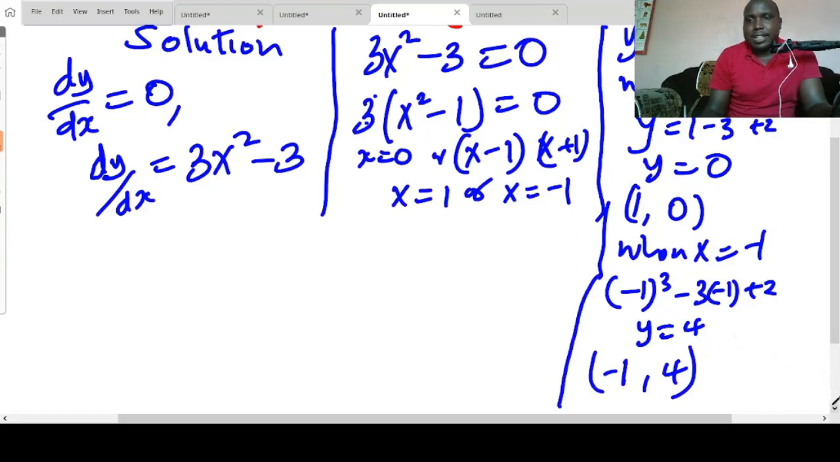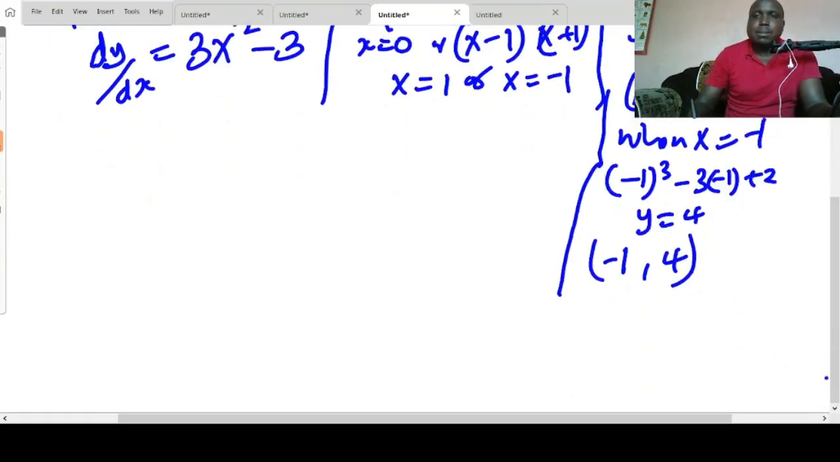The last thing is to determine, between the point (1, 0) and the point (-1, 4), which one is the maximum, which one is the minimum, or which one is the point of inflection. That is the next thing we are doing. Remember, I told you this is a 10 marks question.